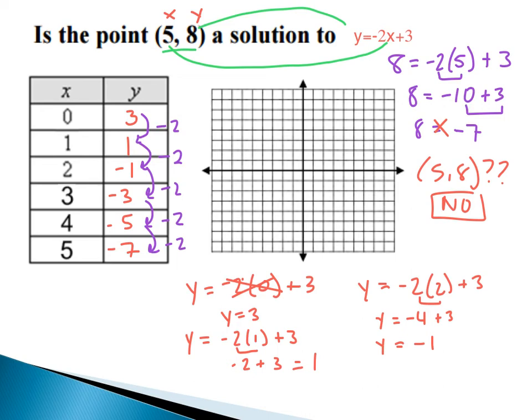So now if I plot these points on my graph, I'm going to have 0, 3, which is going to be here. I'm going to have 1, 1, which is there. So I'll try and make these a little clearer. 2, negative 1, which would be here. Then I have the next point, 3, negative 3. The next point would be here, 4, negative 5. And then 5, negative 7 would be there.